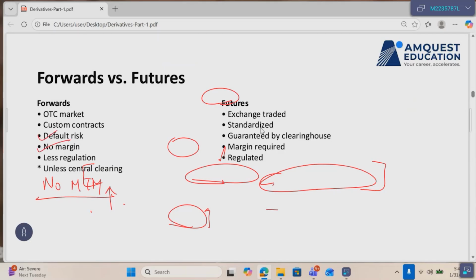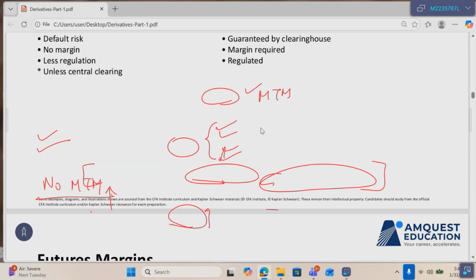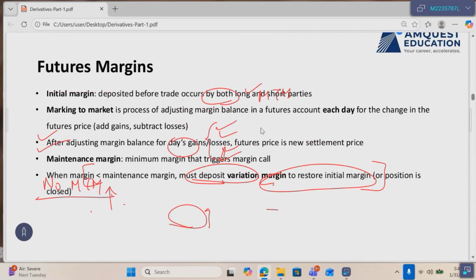Here there is a mark to market model. If mark to market happens, that means I'm guaranteed margin, standard, and so on. Clear? This is my mark to market model. And the others are obviously, for example, default risk, credit risk, and other aspects of the same. Okay, that is my main difference between forward and future.